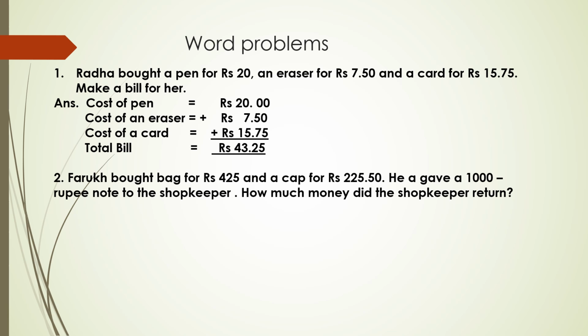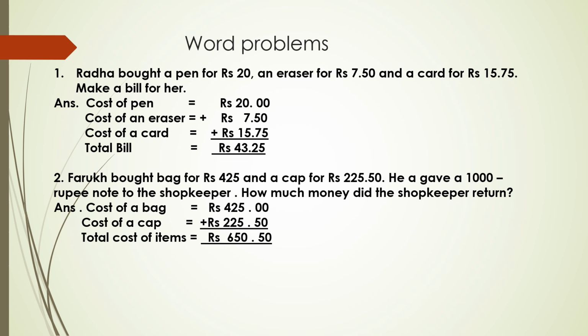Now the second question: Farooq bought a bag for rupees 425 and a cap for rupees 225.50 paisa. He gave a 1,000 rupee note to the shopkeeper. How much money did the shopkeeper return? Now children, the cost of the bag is 425 and the cost of the cap is 225. So these are the items bought by Farooq. Add the cost of these two items, and you will get 650 rupees 50 paisa. So this much is the cost of the items he purchased.